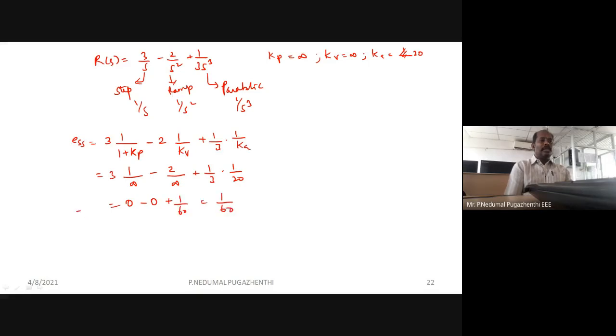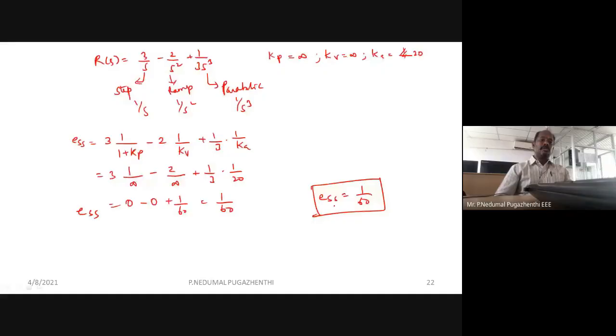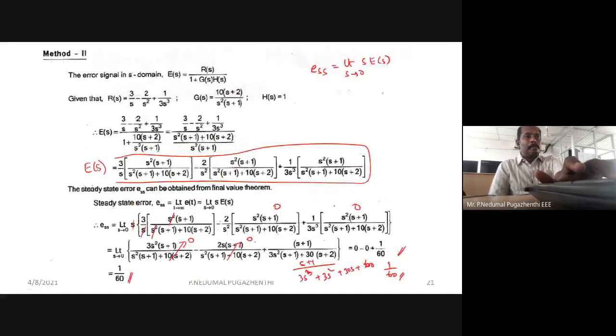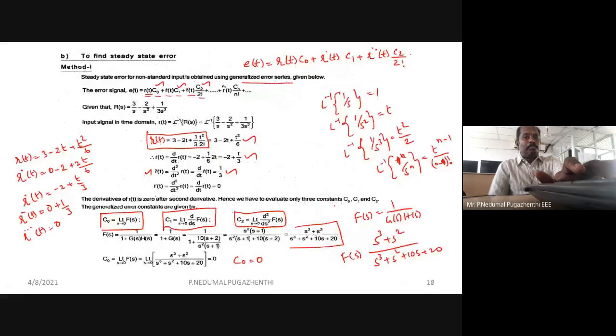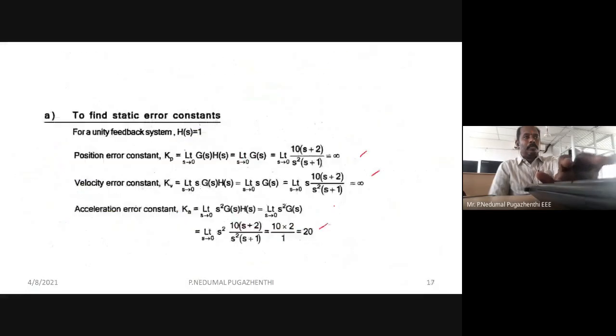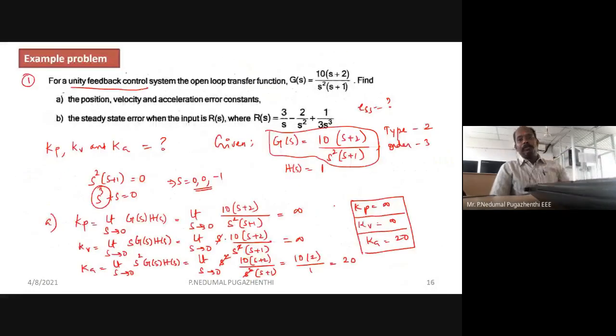So steady state error can be calculated by this method also. Unless otherwise specified, you can use this method also. So ESS is equal to 1 by 60 is obtained. Any doubts here up to this point? Any of this method, if you have a doubt, you can ask me. For this problem, if you have any doubt, please ask me.